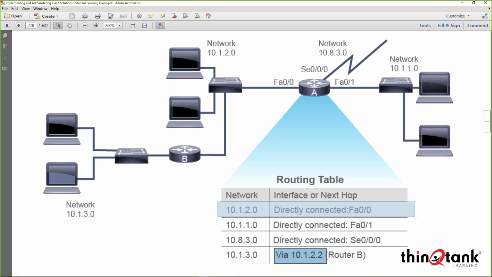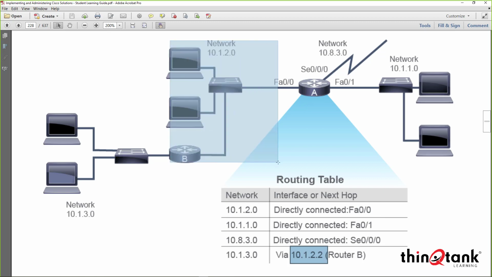This is the recursion that I was talking about. I use the dynamic route to identify the final destination, and then I use the connected route to identify how to get to the next hop. So this would be my exit interface. This is the next hop. So I build my datagram and I send it to router B.